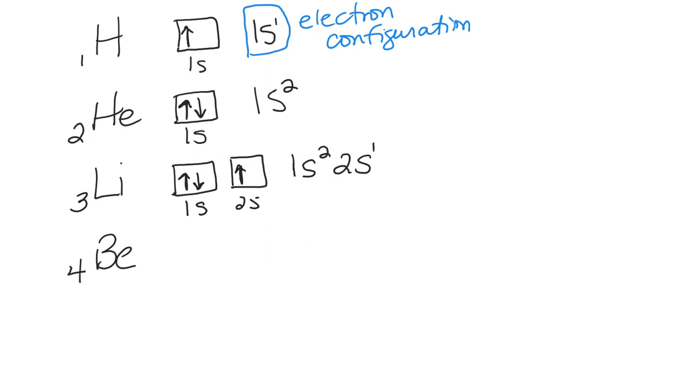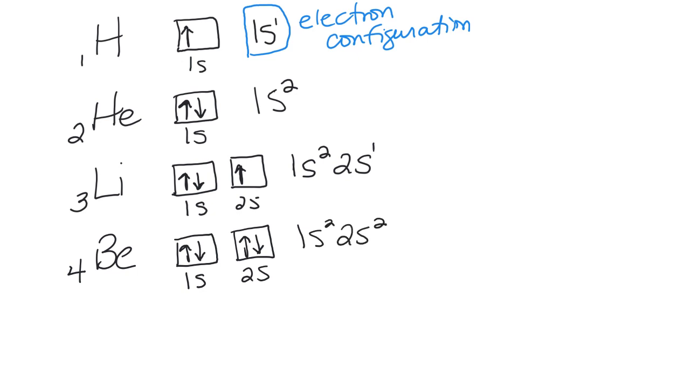Beryllium is atomic number 4, which means it has 4 electrons. So beryllium starts out with the 1s, puts both the 2 electrons there. Now it has the 2s, and if it's 2 more electrons, well, guess what? We've just taken care of its 4 electrons. So this is 1s2, 2s2. Okay?